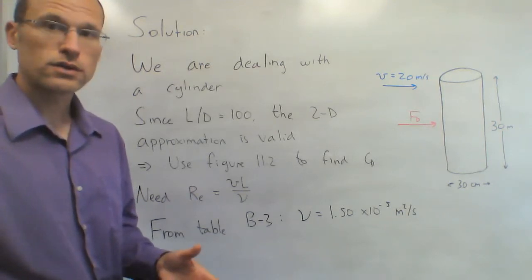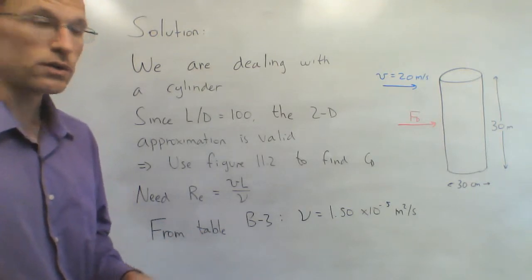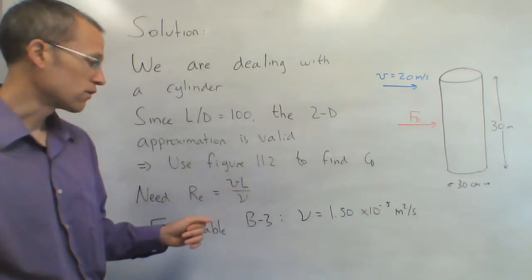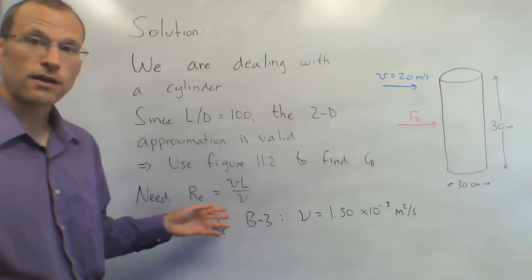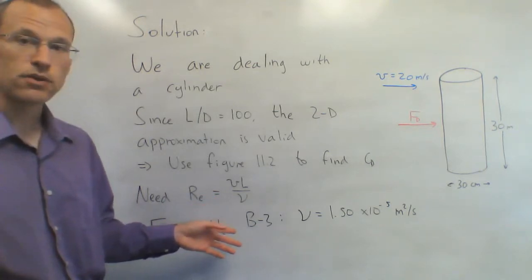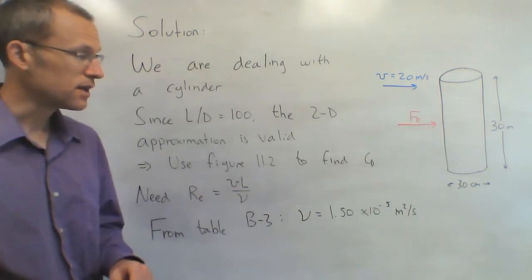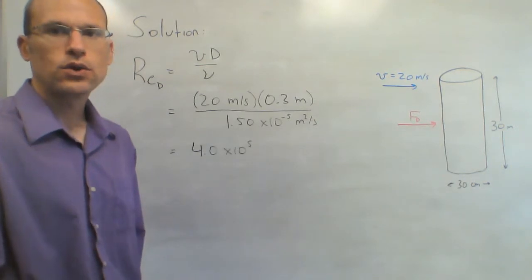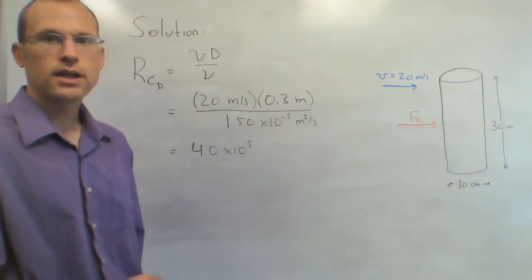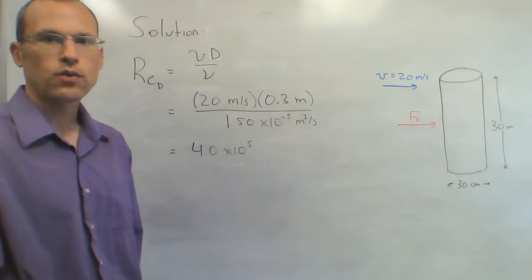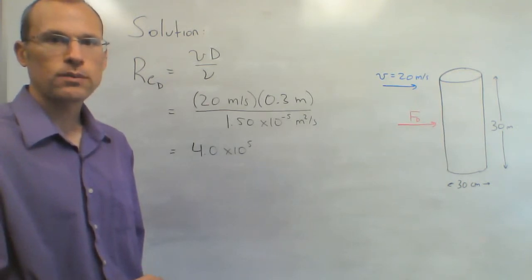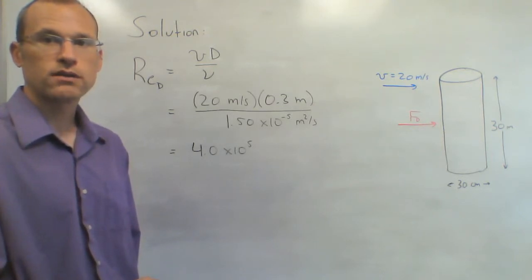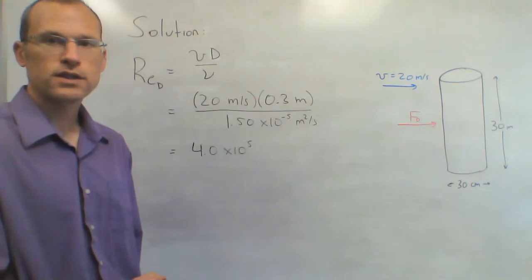So that's what I'm going to use. To use that, of course, I need the Reynolds number. So the first thing I want to do is find my Reynolds number, velocity times length over kinematic viscosity. I'm going to need the kinematic viscosity of air. Find that in table B3 to be 1.50 times 10 to the negative 5 meters squared per second. Calculating that Reynolds number, velocity times diameter over kinematic viscosity, I have 20 meters per second velocity, 0.3 meters, 30 centimeters, for the diameter, and 1.5 times 10 to the negative 5 meters squared per second kinematic viscosity I found previously. That gives me a Reynolds number of 400,000.